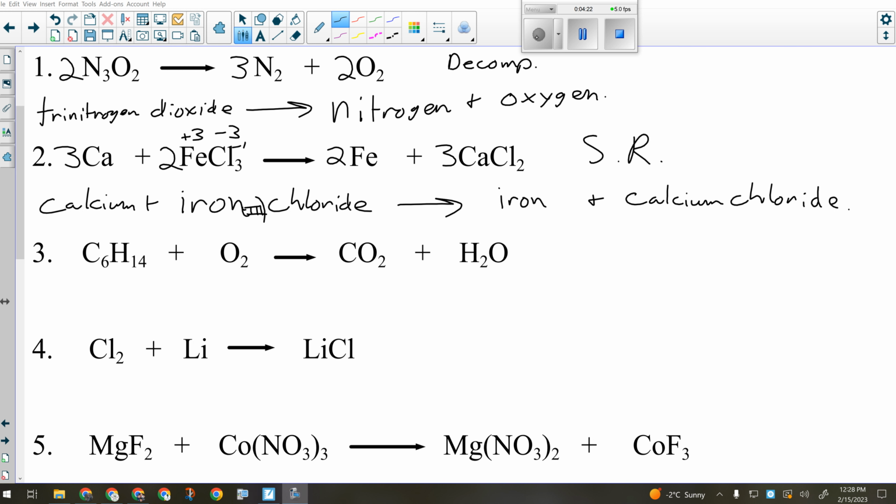On number 3, we've got a hydrocarbon, a molecular compound containing carbon and hydrogen reacting with oxygen to produce carbon dioxide and water. What kind of reaction are we looking at? It's a combustion reaction, exactly. Combustion reactions obviously have their own set of rules when it comes to balancing. Rule number 1, I balance alphabetically.